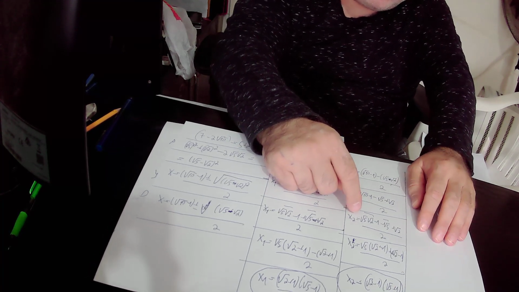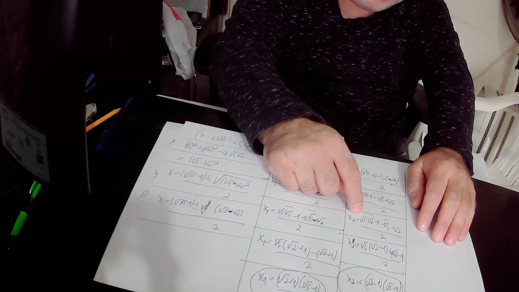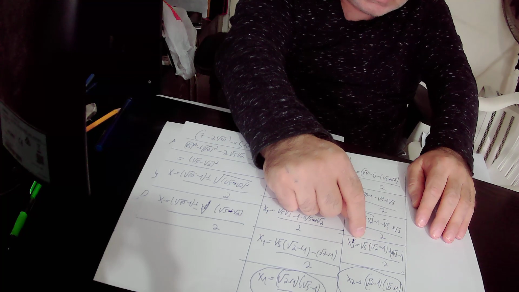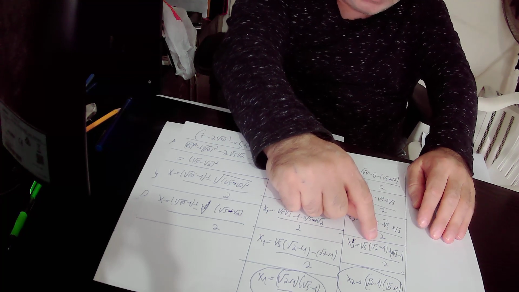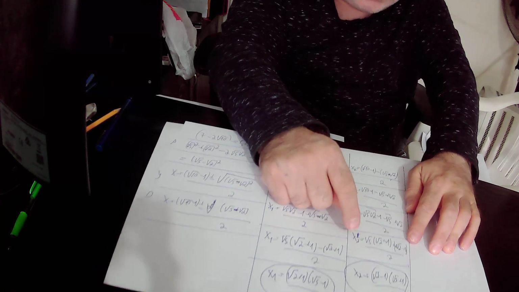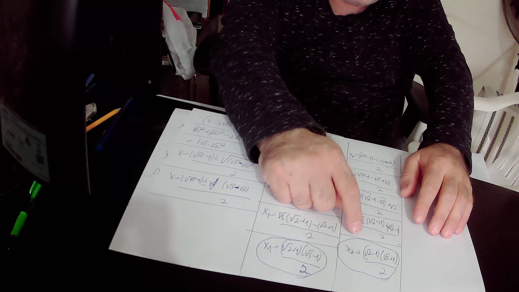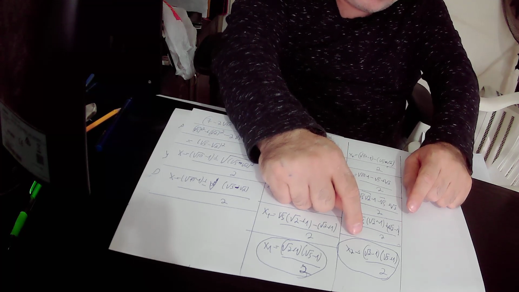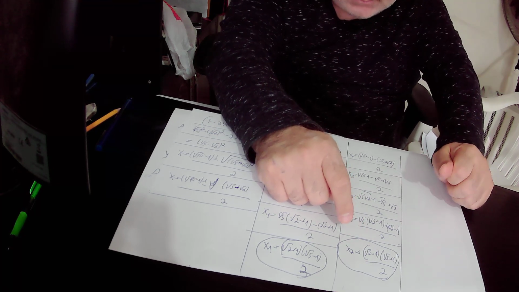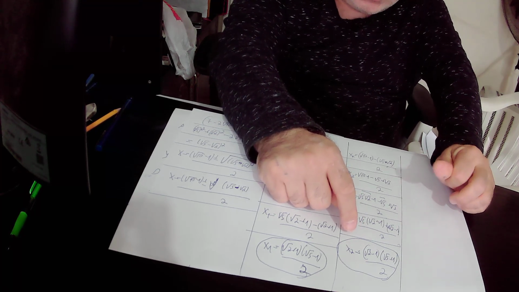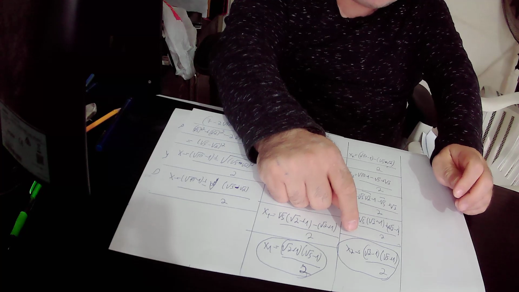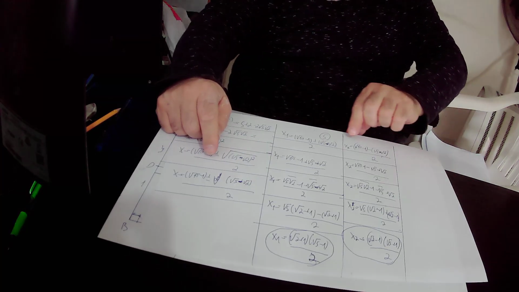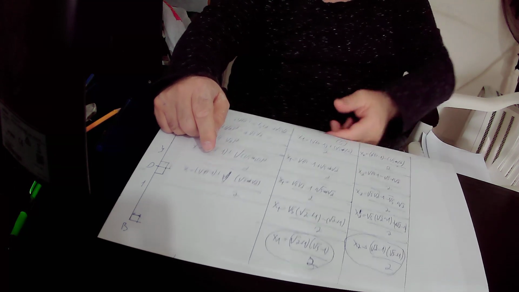Here we took square root of 5 as a common factor out of this expression, and we got that x2 equals square root of 5, and inside the brackets we have square root of 2 minus 1 plus square root of 2 minus 1 over 2. Here we took square root of 2 minus 1 as a common factor, and inside the brackets we have square root of 5 plus 1 over 2. So in conclusion, we got that x2 equals square root of 2 minus 1 times square root of 5 plus 1 over 2.